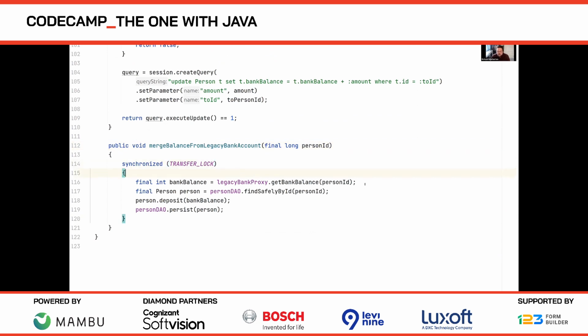Now, if you've got a lot of self-time, it means that a lot of work is being done within this method normally, but not for wall clock time. We know that we're calling some other methods here: get bank balance, find safely by ID, deposit, persist, and so on. But those methods aren't taking up much time. They're not appearing in our flame graph. What's really taking up the time here is the work we're doing.